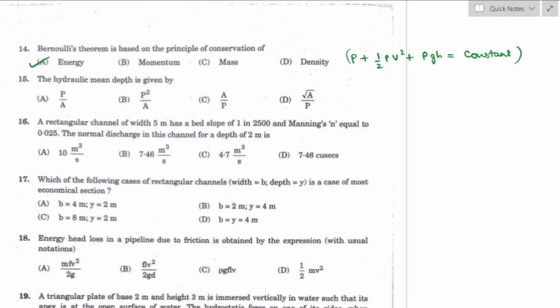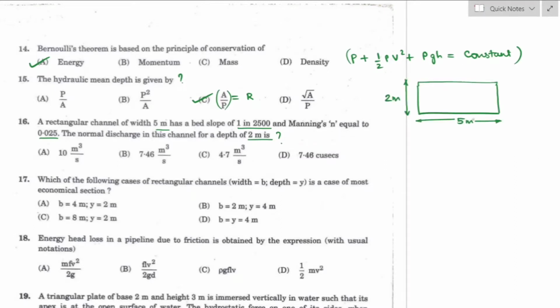Question number 15. The hydraulic mean depth is given by the ratio of wetted area to wetted perimeter. So option C is the right answer. Question number 16. A rectangular channel of width 5 meter has a bed slope of 1 in 2500 and Manning's coefficient n equal to 0.025. The normal discharge in the channel for a depth of 2 meter is. So we have to calculate the discharge.